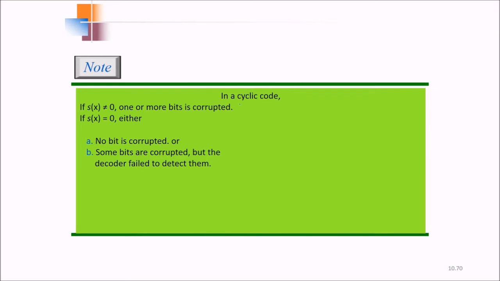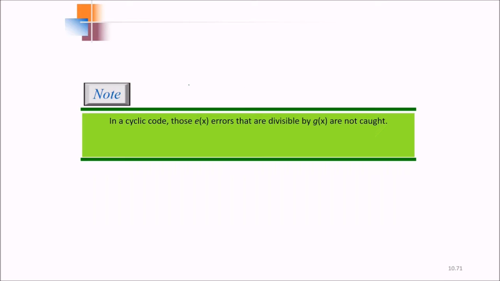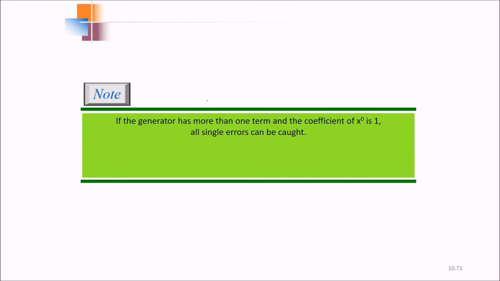In a cyclic code, if Sx is not equal to 0, one or more bits are corrupted. If Sx, that is the syndrome, is 0, either no bit is corrupted or some bits are corrupted but the decoder failed to detect them. In a cyclic code, those Ex errors that are divisible by Gx are not caught. If the generator has more than one term and the coefficient of x to the power 0 is 1, all single errors can be caught.